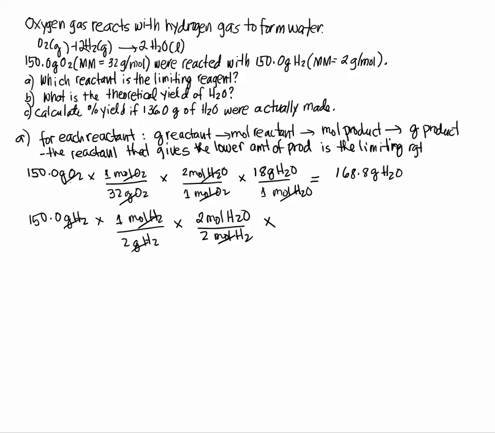Finally, we convert to grams of H2O by multiplying by the molar mass. There are 18 grams of H2O in 1 mole of H2O. Moles of H2O cancel, and we are left with grams of H2O, and this gives 1350 grams of H2O.